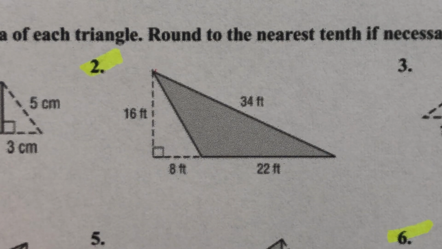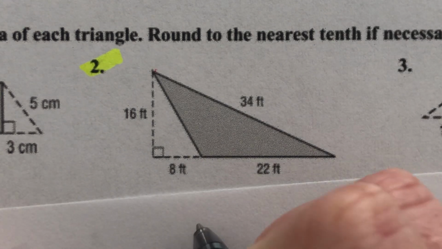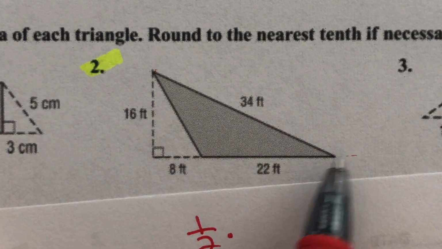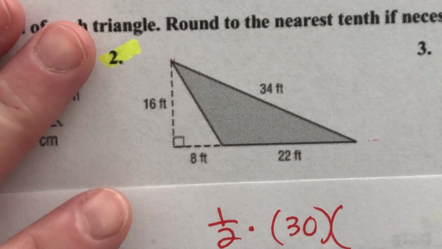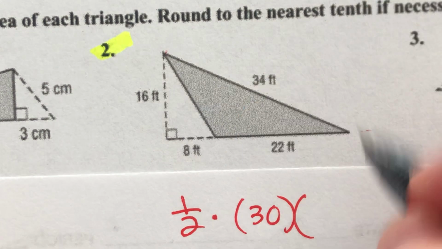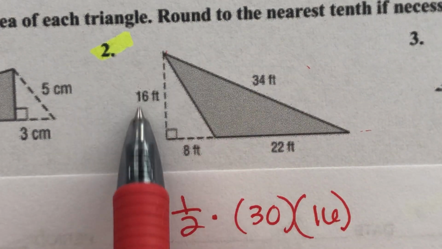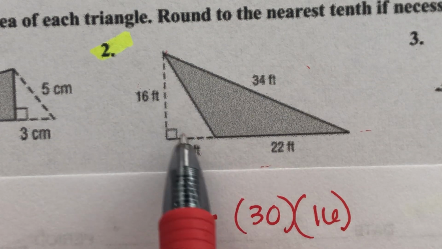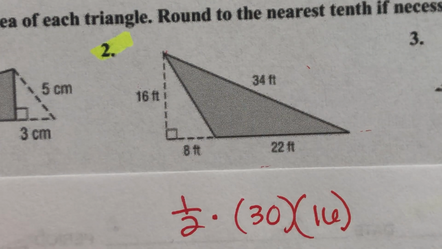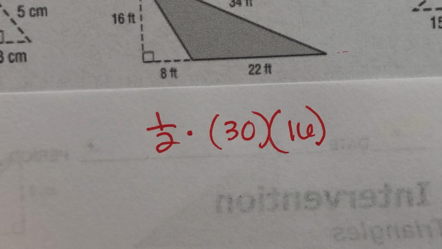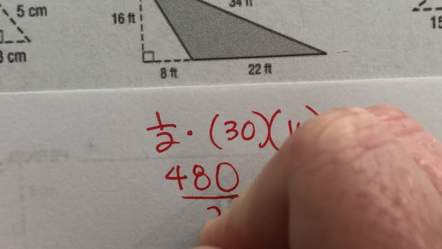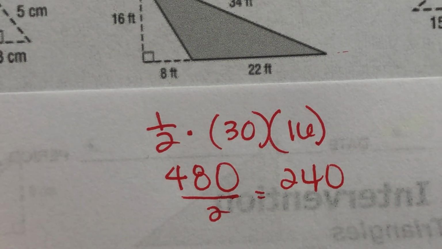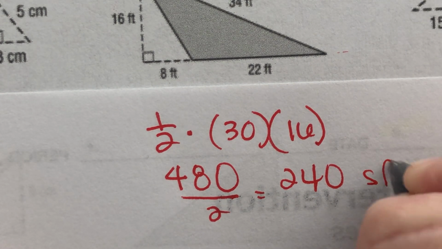Okay, so we're going to multiply 1/2 times the base, which is 8 plus 22, so 30, times the height, which is 16. Okay, so that's the area of this entire right triangle. Then we need to subtract just this guy to find the area of the shaded. Okay, so 30 times 16 is 480, divided by 2 is 240. 480 divided by 2 equals 240. So it's 240 square feet.